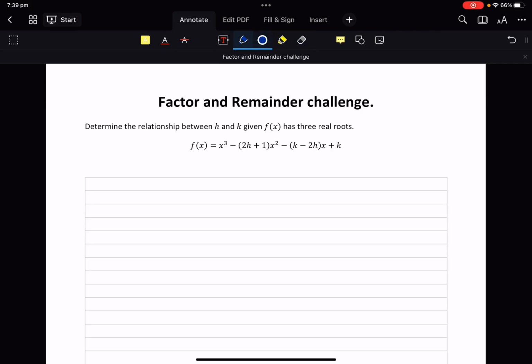Okay, so clearly from class you can remember that if you're guessing your first root, if you're guessing your first 0, you are going to guess 1. So let's do the f of 1. So it's going to be 1 minus 2h minus 1. Expand the next bracket.